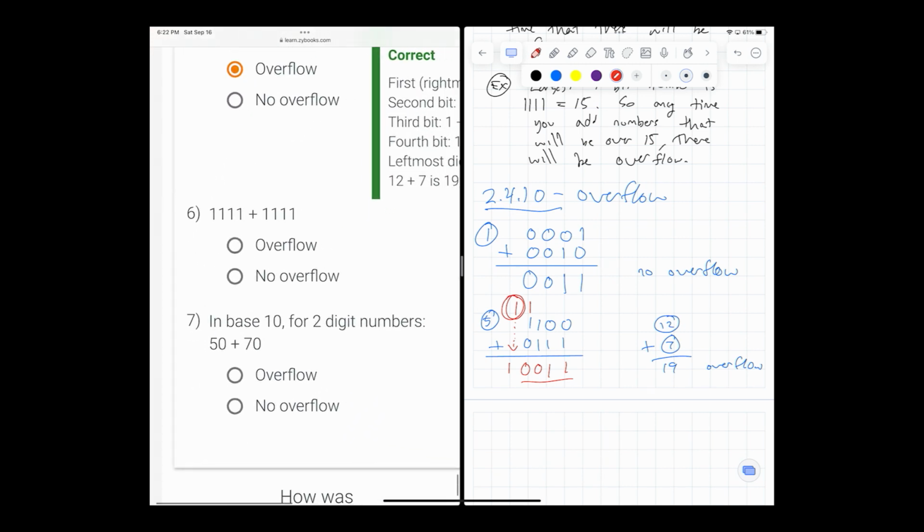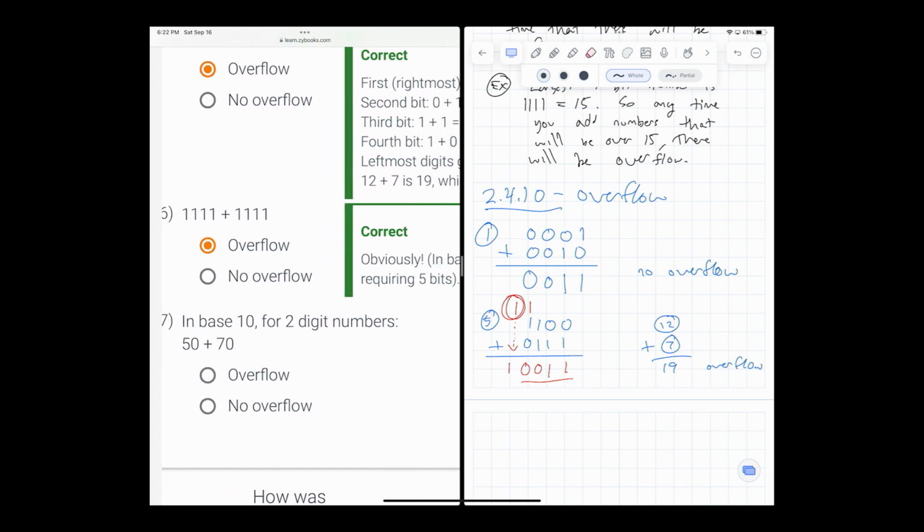Also, on number 6, that's obviously going to overflow. It's like 15 and 15. Obviously. They said obviously too.